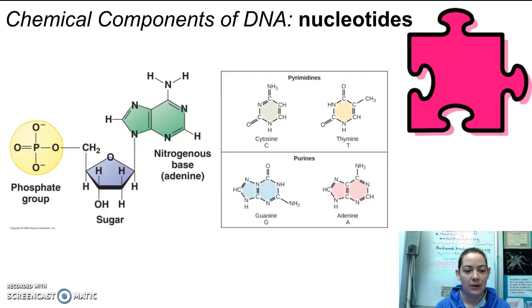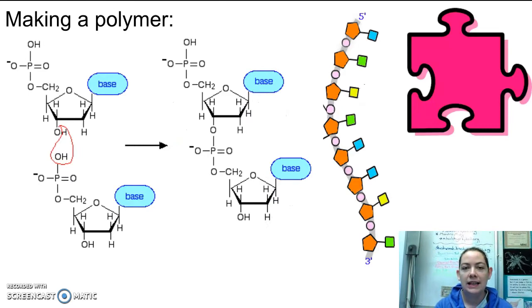Okay, so hopefully you're back now, and we're going to move on to how these get put together. So DNA is a polymer of nucleotides. So remember, a polymer is a large molecule made up of lots of repeated smaller molecules. So DNA is just a polymer of these nucleotides all hooked together with covalent bonds. So we're going to model doing that as well.